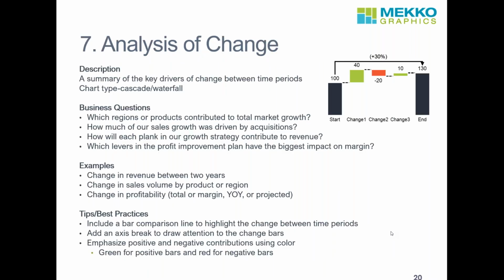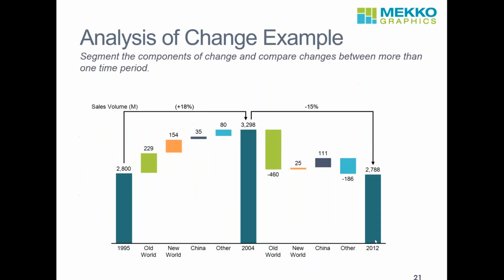Another chart that's very common and I think very useful is using a cascade or waterfall chart to look at change. There are a bunch of ways you might use this chart to look at change. One of them is to look at change in revenue, change in sales. And here I'm looking at change in sales over time and splitting out a couple of trends.